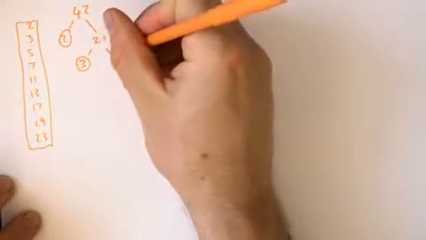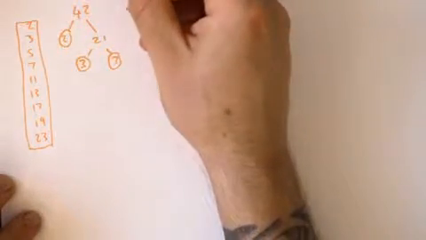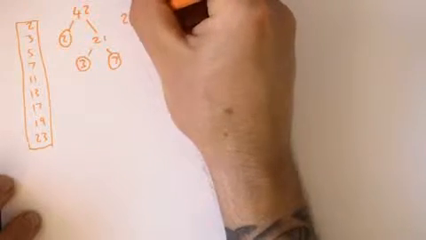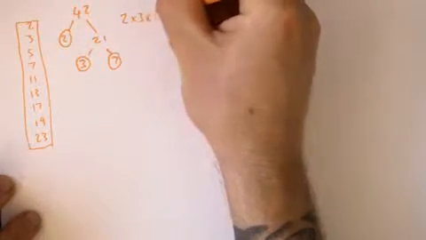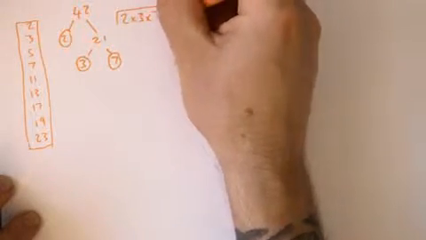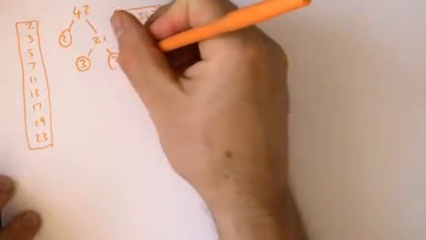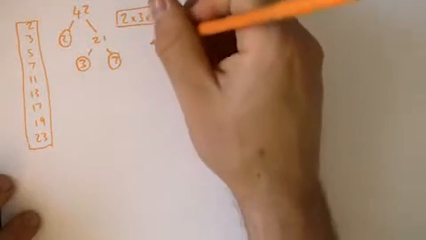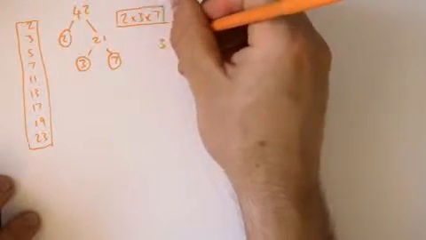And 7 is prime. So 42, as a product of its prime factors, can be written as 2 times 3 times 7. Because we can't break those down any further. As soon as you're hitting the prime numbers, it's done. So let's look at another one.